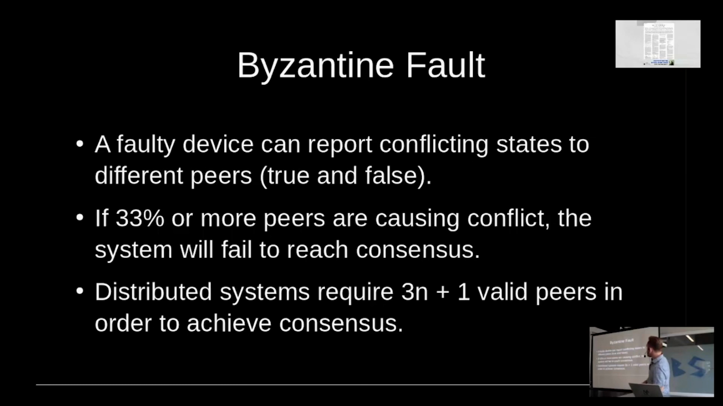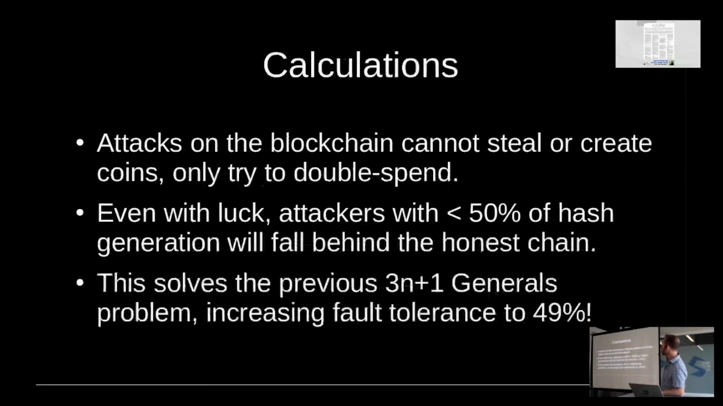And what's really cool about this is that Satoshi doesn't talk about this at all. He doesn't even mention Byzantine fault tolerance or Byzantine generals or anything. But what he does talk about is essentially a solution to this problem without even stating it. So the cool thing about this part of the paper is he formulates that if you attack the blockchain, well, first of all, you can't steal or create coins because all of that is signed by digital signatures that you can't forge. So the only thing you can really do is try and double spend.